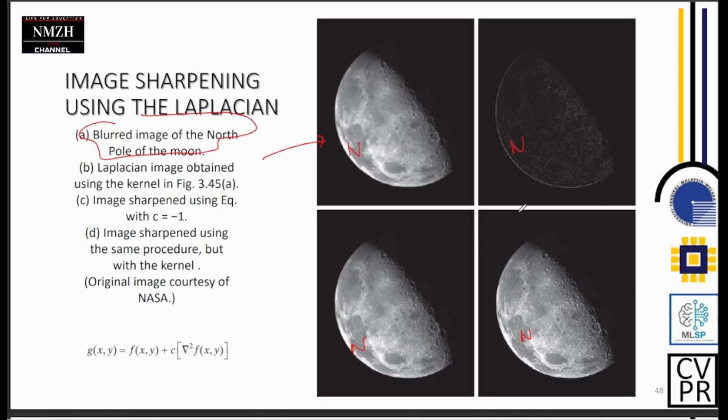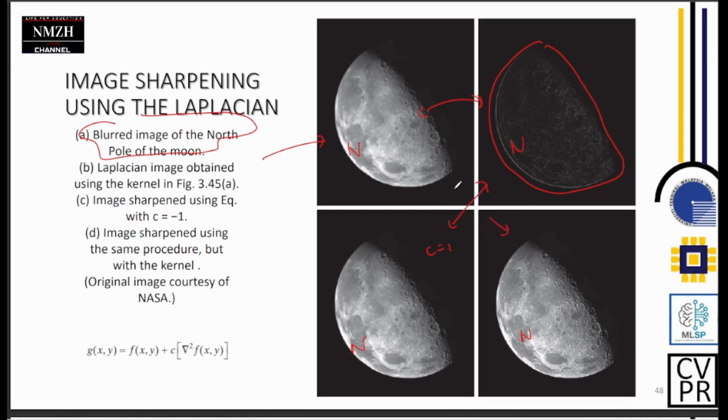So we can see the Laplacian is still obtaining the kernel, and we can see the result by having this kind of image. Compared to this and this, there will be a difference. And D is basically the sharpening using the same procedure but with a kernel. So take a look at the difference between these three.